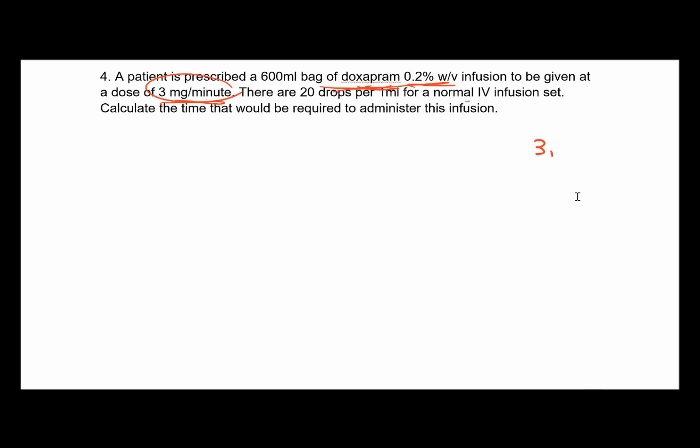The infusion rate given is 3 milligrams per minute. We have 600 milliliters to give. But the infusion rate given is 3 milligrams per minute. It would be useful if we were given mils per minute, like the previous question, right? So what we'll do is convert this into mils per minute first, because then it will be easy to find out the time in which 600 mils will be given. Is everybody with me? So let's convert 3 milligrams per minute into mils per minute first.